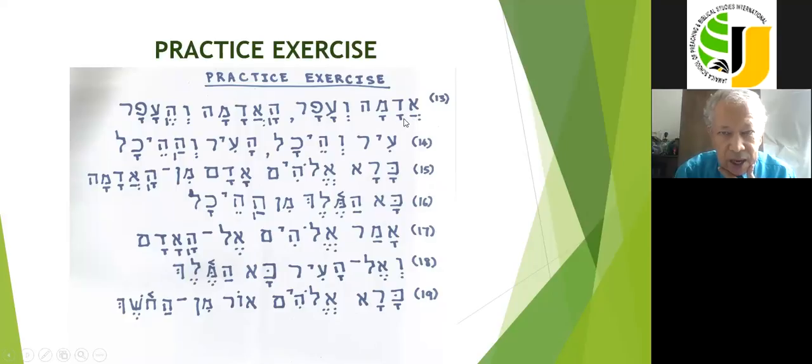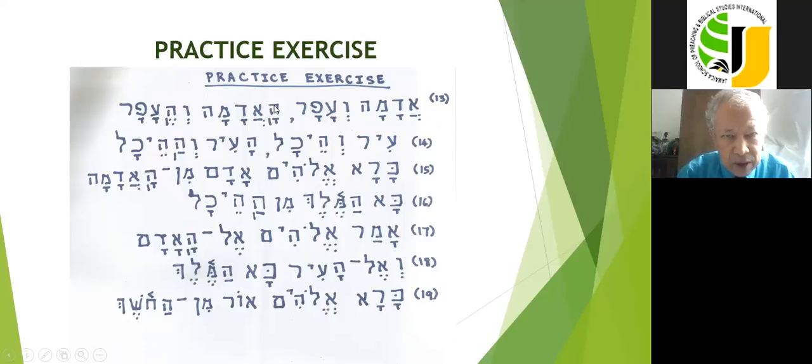Okay, this is eretz, which means ground. This is ve, which is a conjunction meaning and, and this is afar, which is a noun meaning dust. So the translation is ground and dust. Then we have the same nouns used with the definite article.